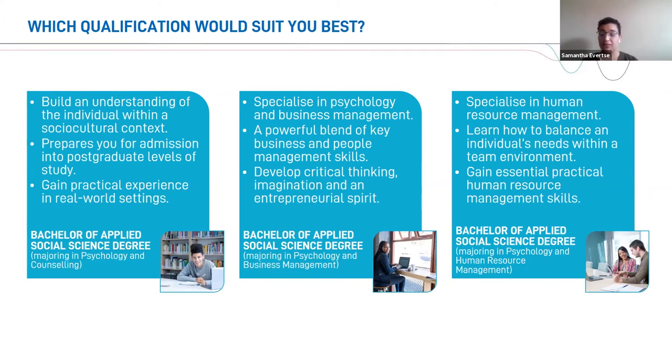The degree offers a 3-month work integrated learning module, which will assist you in gaining experience in the corporate environment, where you can learn how it works in the field that you want to eventually go into. And then graduates, as I mentioned, will be able to go into honors in either human resource management or psychology. And this is only available 5 years online part-time.